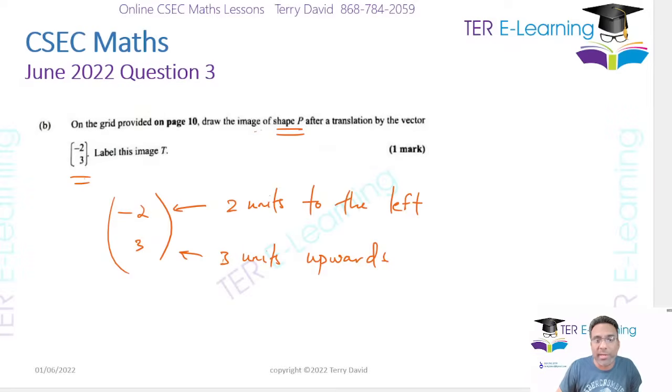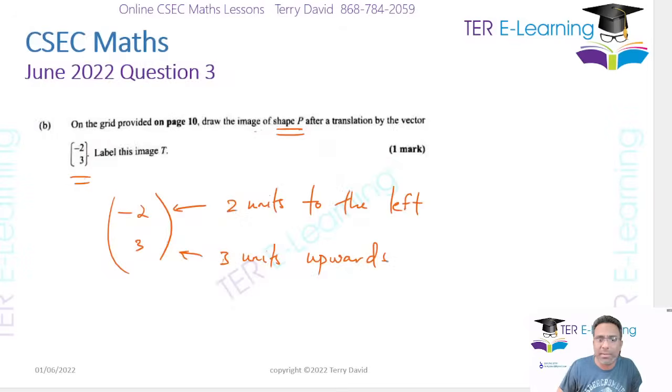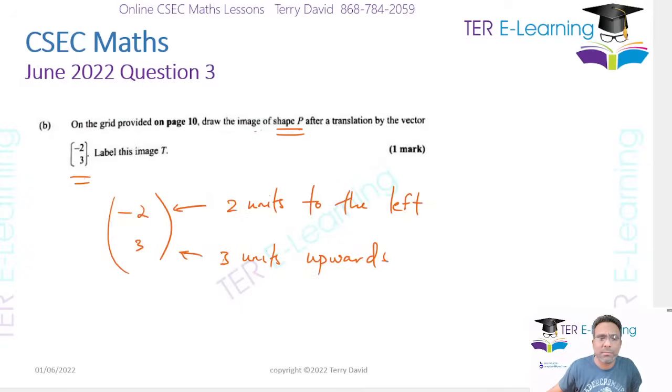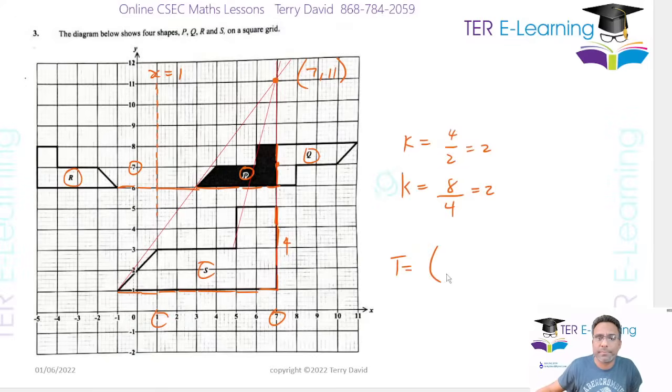So let's go. We're going to perform a translation on shape P. So let me just write down what the translation is here. It's minus 2, 3. That's what the vector is. So let's see. We're starting off. I'm going to start with maybe this point here. Now negative 2 means I'm going 1, 2, and then I'm going up 3. 1, 2, 3. So this here is 1 point.